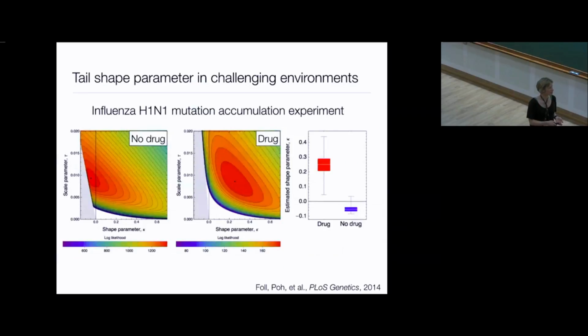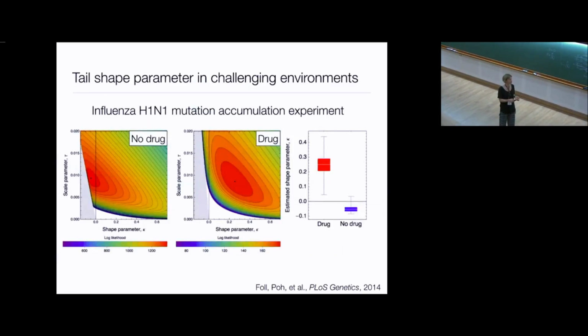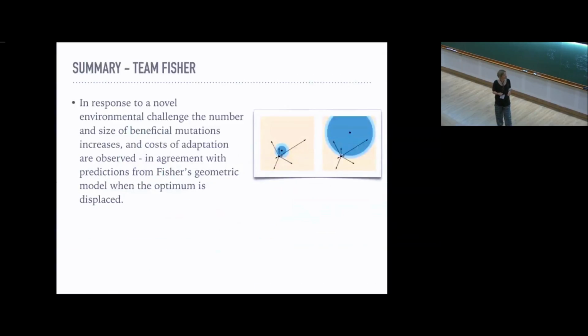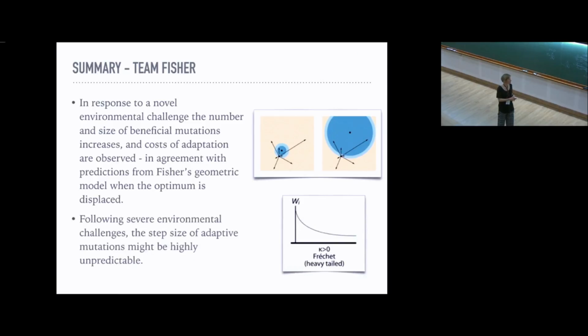Estimating the tail shape again, we found a very similar result: with no drug, in our standard environment, we did not find a tail that looked different from the Gumbel domain. But once we looked at the challenging drug environment, we found this heavy-tailed fitness distribution. To summarize this part, in response to a novel environmental challenge, the number and size of beneficial mutations can increase. We also observed a lot of cost of adaptation, which was in agreement with predictions from Fisher's geometric model when we displaced the optimum. And following severe environmental challenges, the step size of adaptive mutations might be highly unpredictable. This Fisher type of tail is not consistent with Fisher's geometric model.